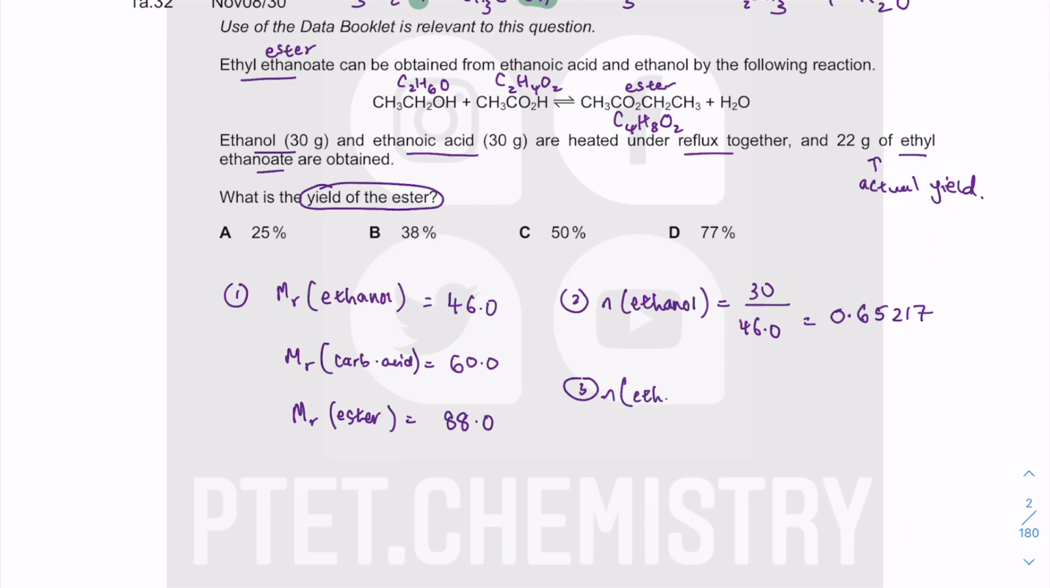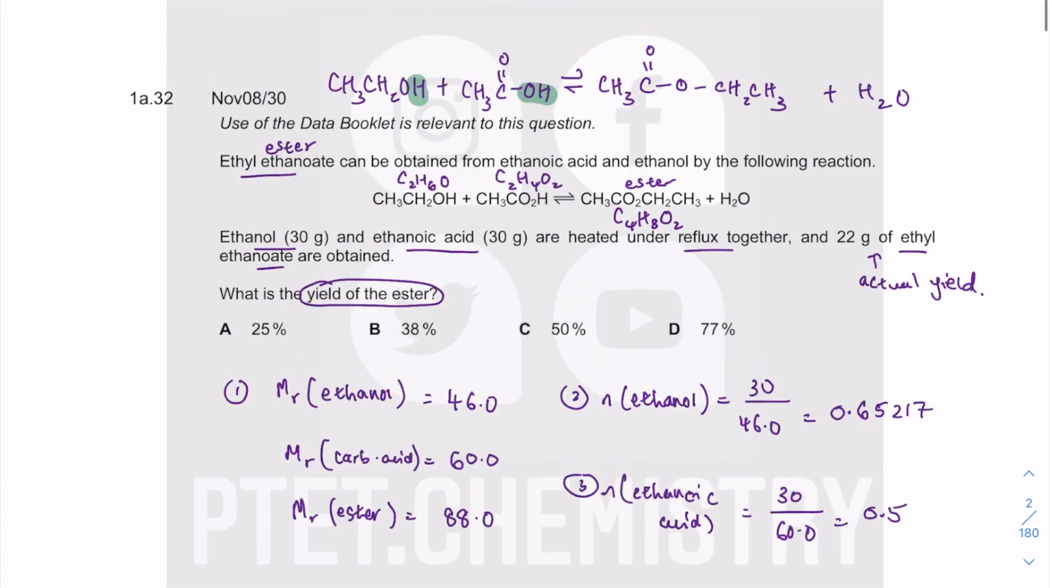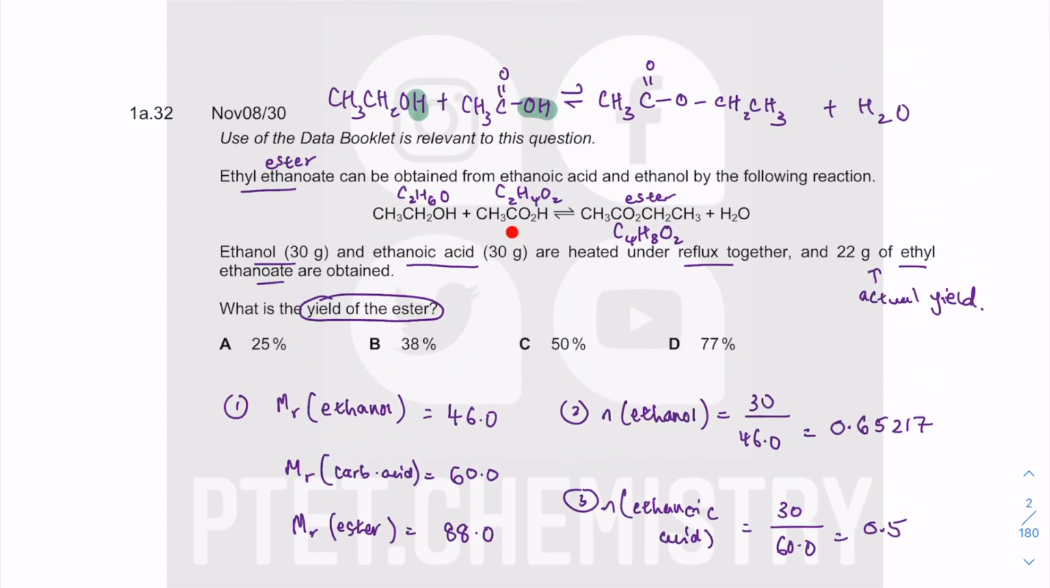So I'm looking at the ethanoic acid now. The mass is also given as 30 gram divided by 60.0. That gives me a very nice number of 0.5, or 0.500 as you wish. So now you can see 1 mole reacts with 1 mole. Here you don't have equal moles that reacted, so one of them is in excess and one of them is limiting.